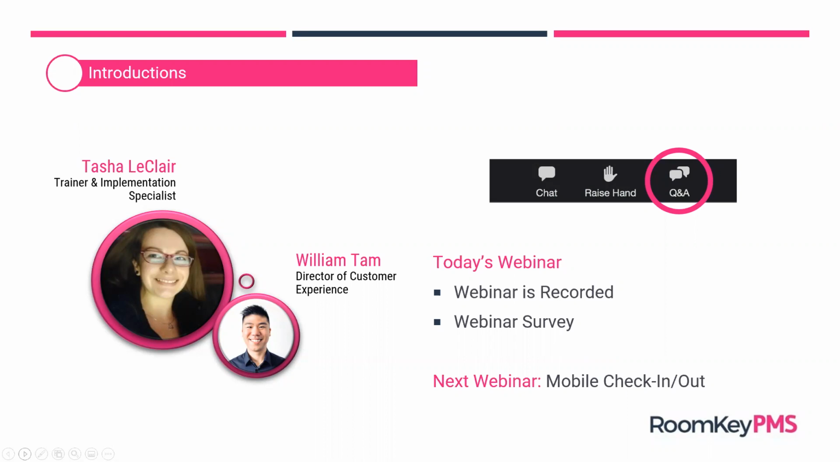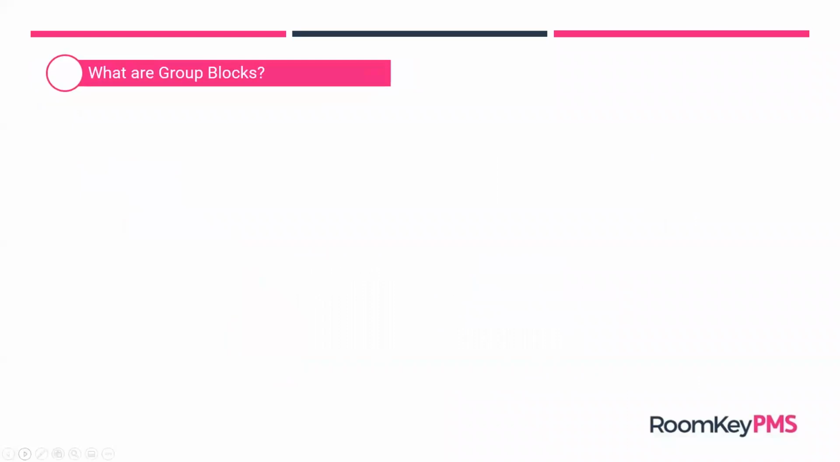So let's jump right into defining what are group blocks. Group blocks are guest rooms that can be held for an agreed upon rate. They are often held for a series of time.